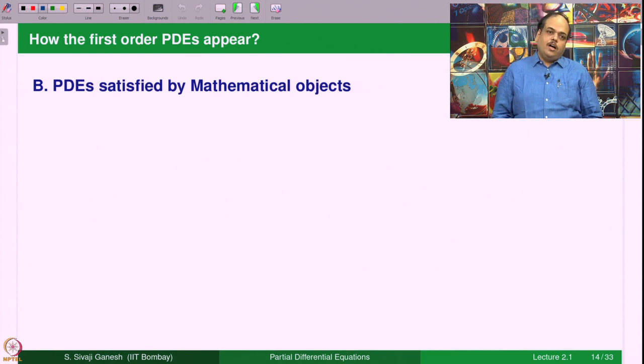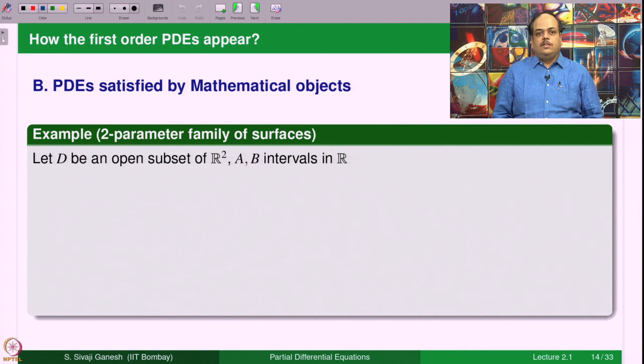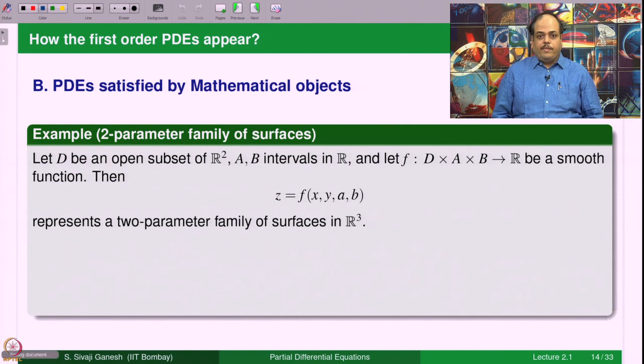Now, let us look at how first order PDEs appear in a mathematical context. So, we are going to see an example. Consider a 2-parameter family of surfaces. In fact, what we are going to consider is surfaces which are graphs z equal to f of x, y, a, b. What are a and b? They are some parameters varying in some intervals. So, it is a 2-parameter family of graphs of functions.